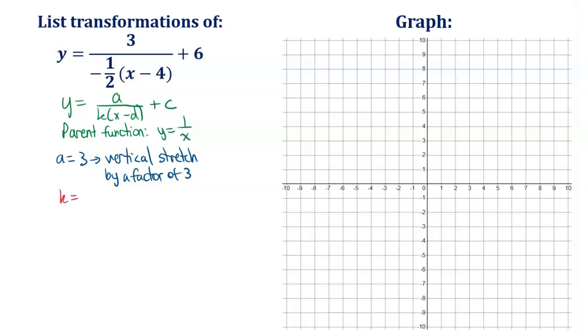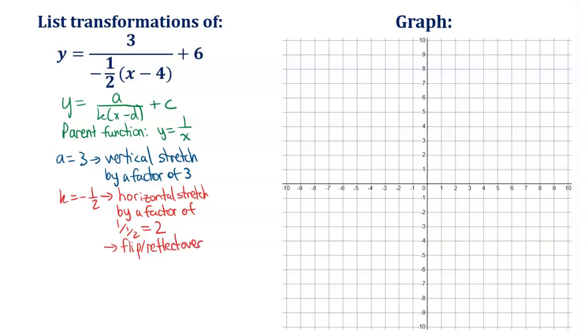The k value is negative a half. And what that's going to do is it's going to do a horizontal stretch because the ratio we're looking at is always the reciprocal of the k value. So the reciprocal of 1 over 2 is 2. So that's a horizontal stretch by a factor of 2. But the negative means that it's going to be flipped or reflected over the y-axis, right? The k value reflects or flips over the y-axis, the vertical axis. So it goes side to side.